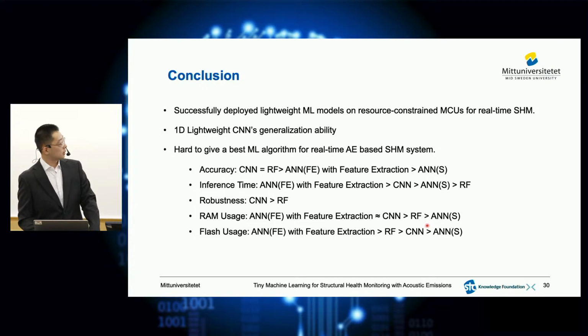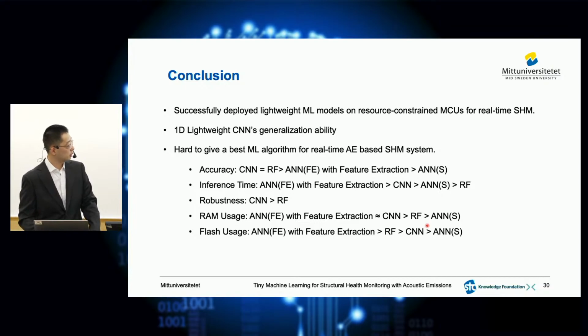So basically, we successfully deployed lightweight machine learning models on low power, resource-constrained microcontrollers for real-time structural health monitoring. And also we found that the CNN model is quite okay with both datasets, which means it has generalization ability. At the end, it's quite hard to have a best model for acoustic emission-based structural health monitoring systems. We can see from different points of view: from accuracy, the random forest, the ANN with feature selection, and CNN are quite good.